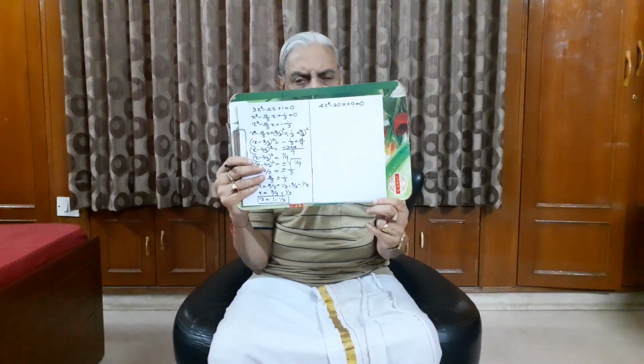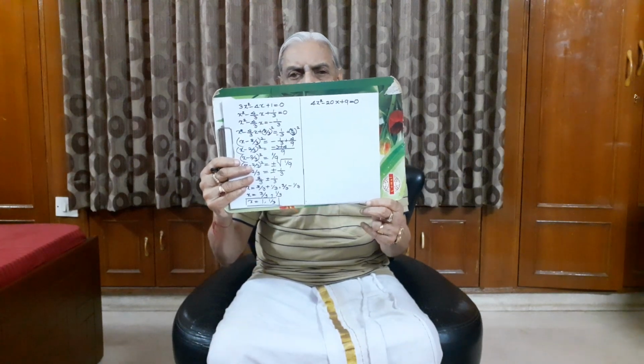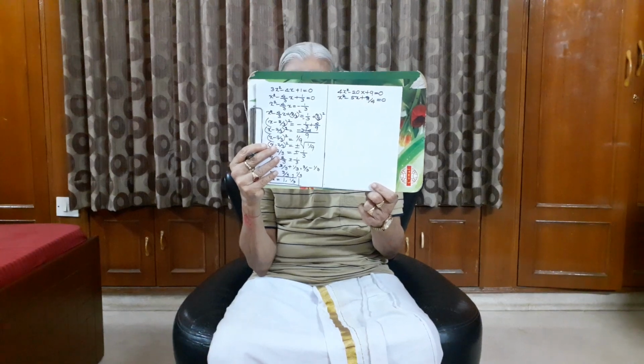4x squared minus 20x plus 9 equals 0 here. It should be x squared only. Therefore, I have to divide the entire equation by what? 4. Divide it completely by 4. What will it become equal to? X squared minus 5x plus 9 by 4, not 3. I am not dividing it by 3. So it is 9 only, 9 by 4. See that? 4x squared is there, therefore x squared, minus 4 5s are 20.